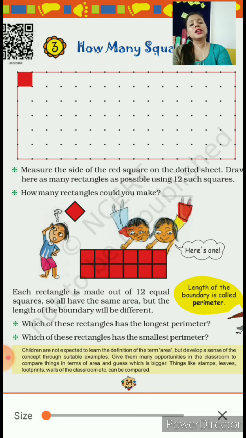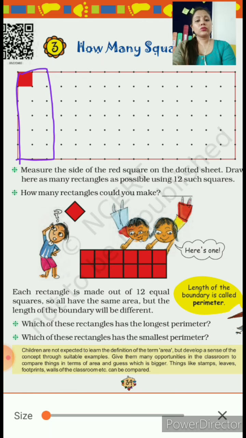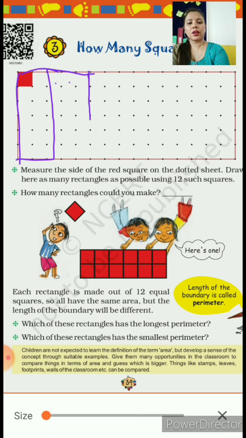First, just count 12 squares. So it's your 1, 2, 3, 4, 5, 6. So it's your first rectangle. Now 3 into 4, because 3 multiplied by 4 is equal to 12. So 3 by 4 is another rectangle. 1, 2, 3 and 4. So it's your next rectangle.